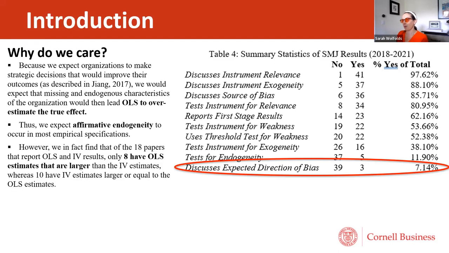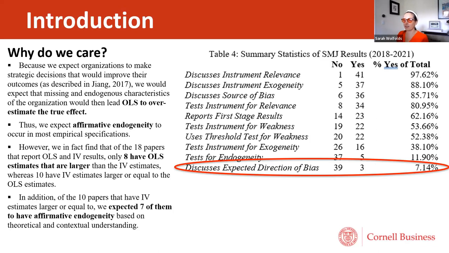When we look at our papers, among the papers that present both OLS and IV results, fewer than half actually have OLS estimates larger than IV estimates. So only fewer than half have evidence of affirmative endogeneity. And of the 10 papers that have IV estimates larger than or equal to OLS, if you examine their discussion of bias or their discussion of the context, you would actually expect 7 of those to have the relationship between the IV and OLS estimates switched. So I think there's at least some concern that we are seeing these inflated IV estimates.